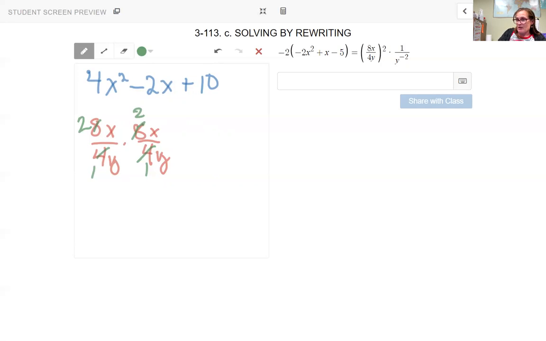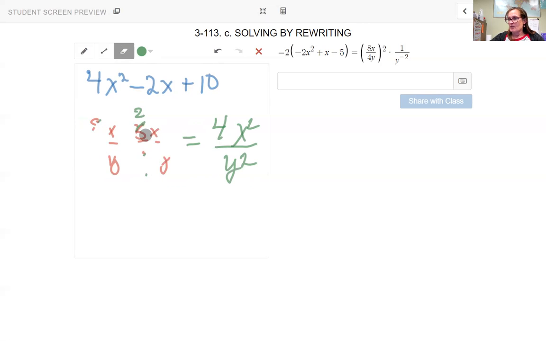Now we're ready to multiply. We go 2 times 2 equals 4. x times x is x squared. Then on the bottom, y times y is y squared. All right, I need to now take my eraser and erase this so that we can add in our times 1 over y squared, y to the negative 2 power.